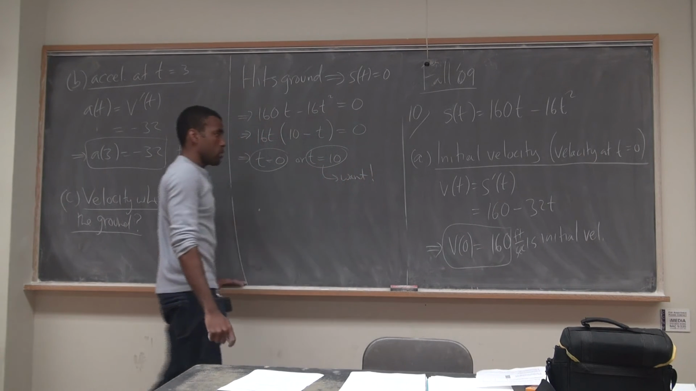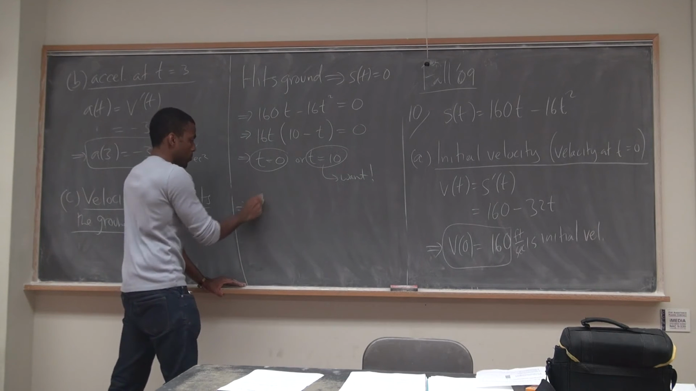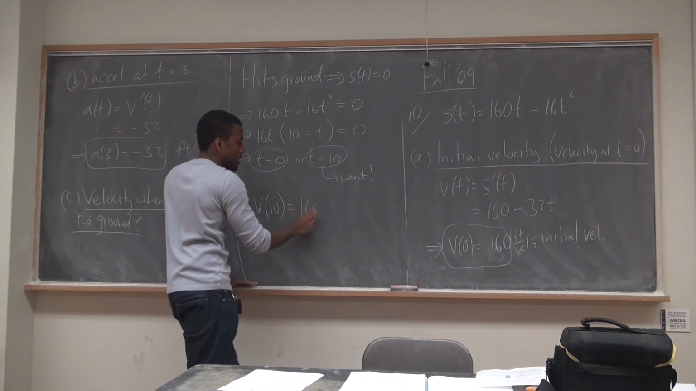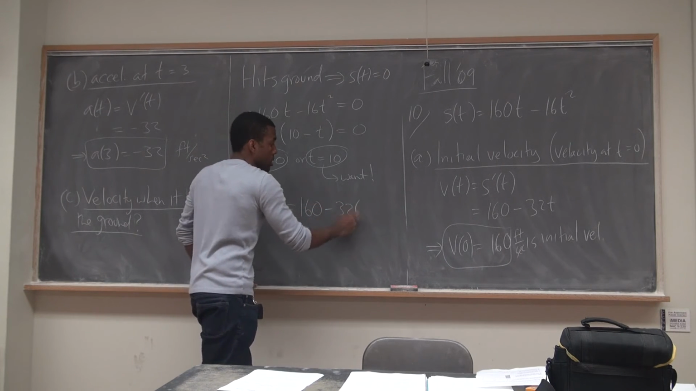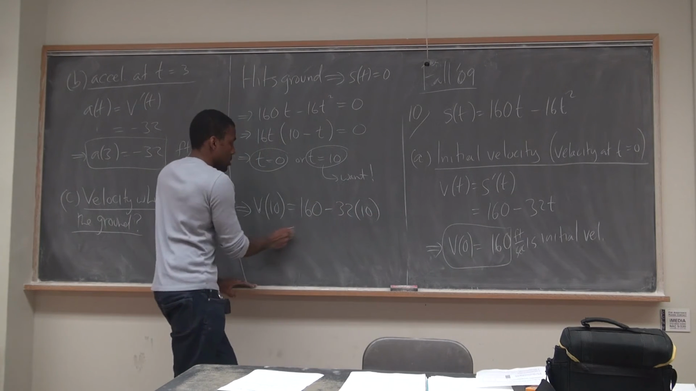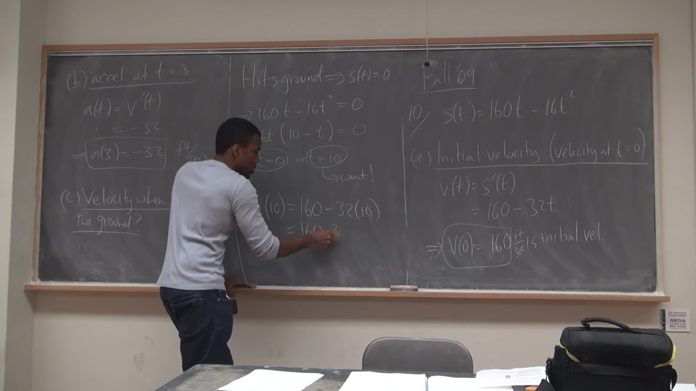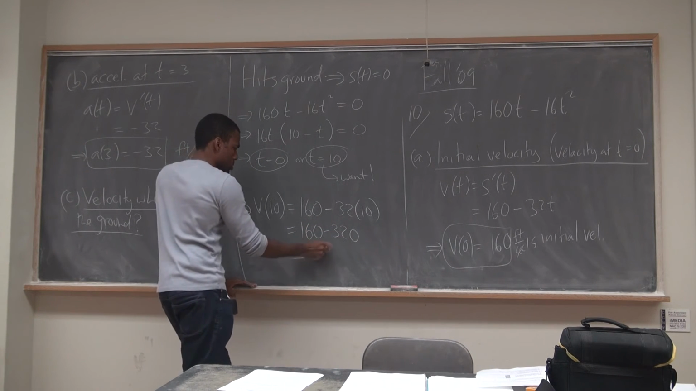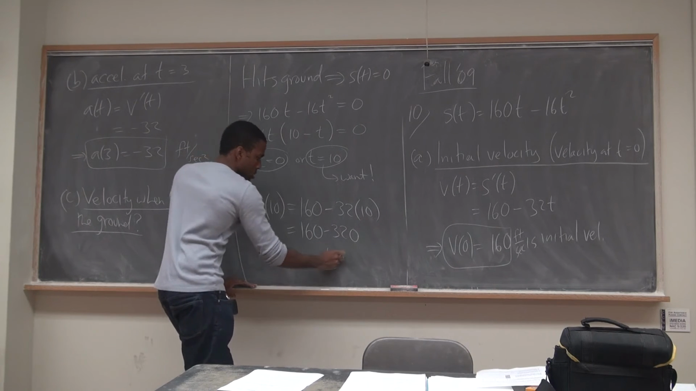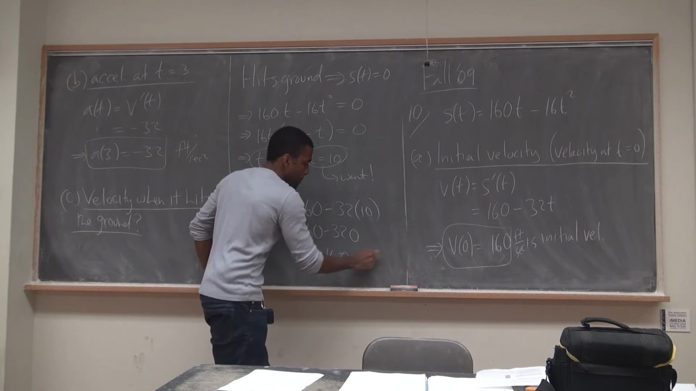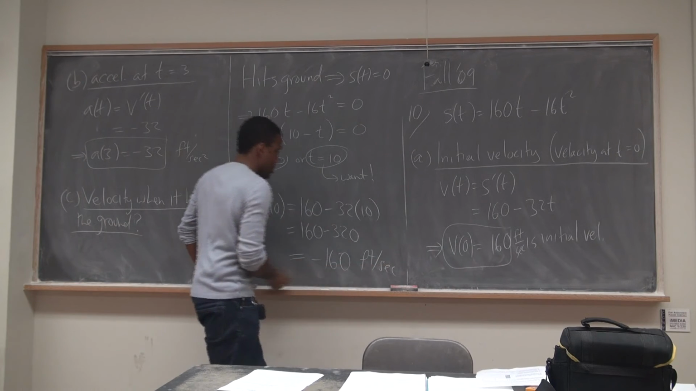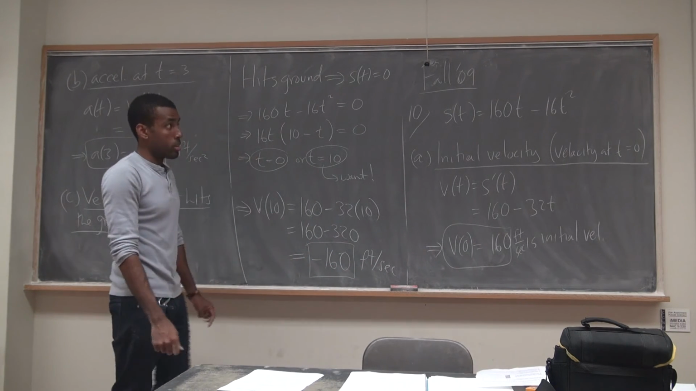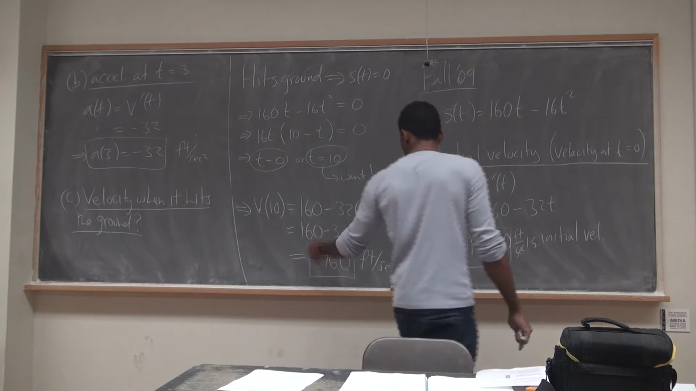So I want the velocity when t equals 10. I go back to my velocity function and plug in 10. So it's 160 minus 320, which is minus 160. So it comes back crashing on the ground at 160 feet per second. The negative indicates that it's on its way down.